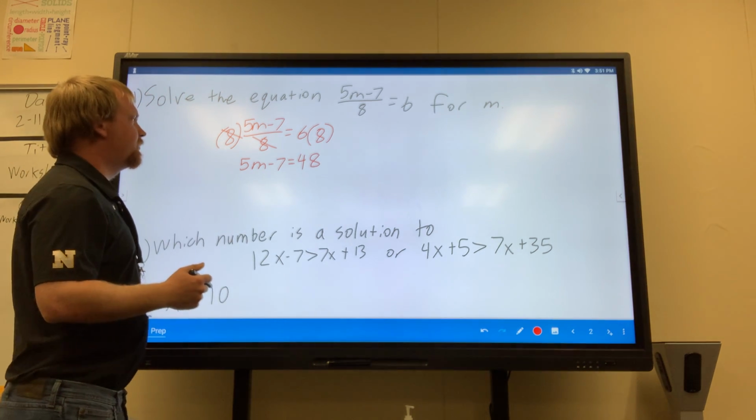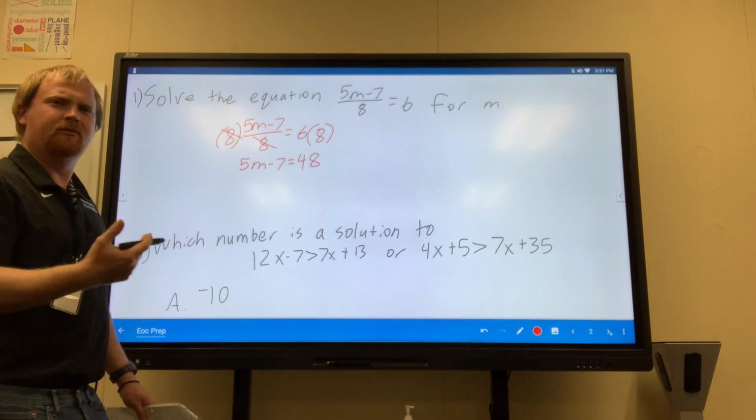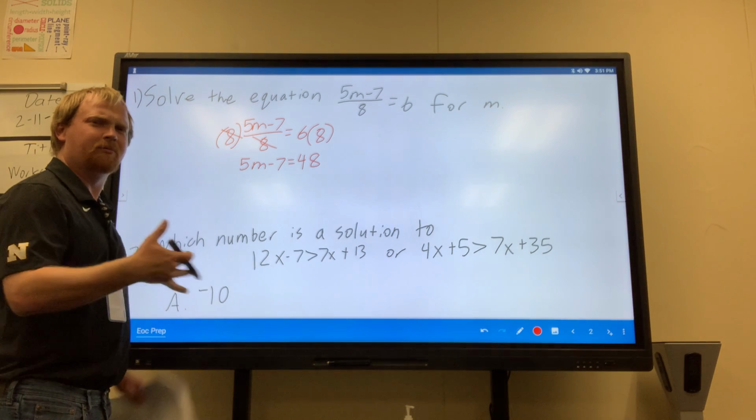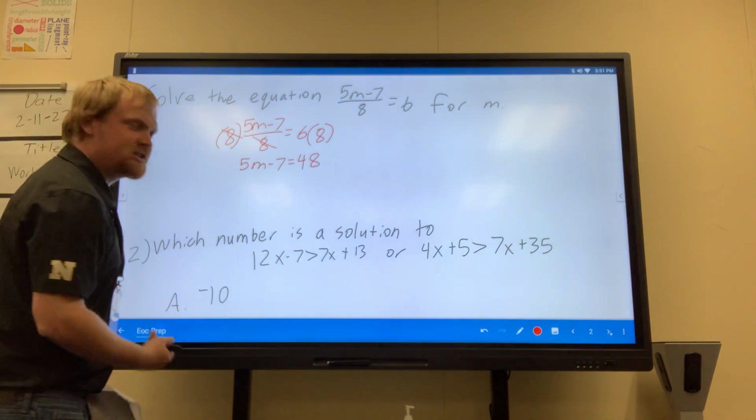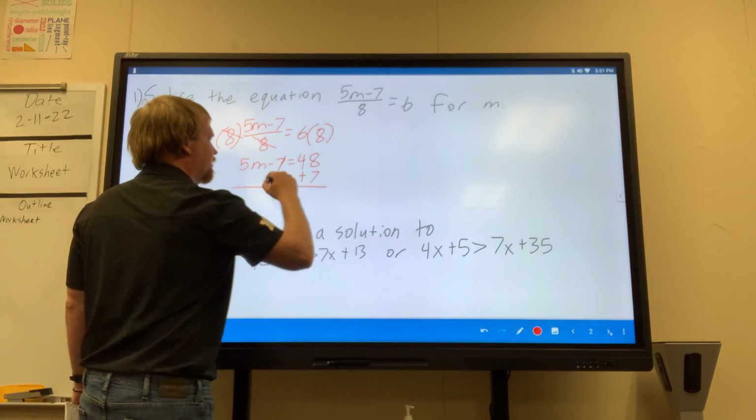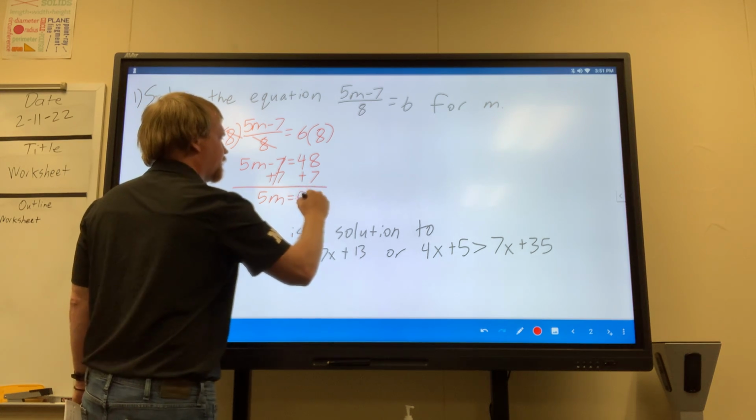Now, the next thing I want to do is deal with the 5m minus 7. It's subtracting, or at least something to do with subtracting, and the opposite of that is addition. So add 7 to both sides, and I get 5m equals 55.